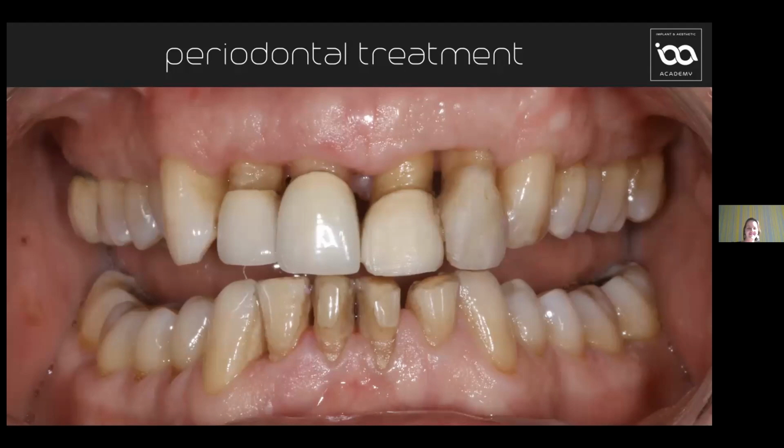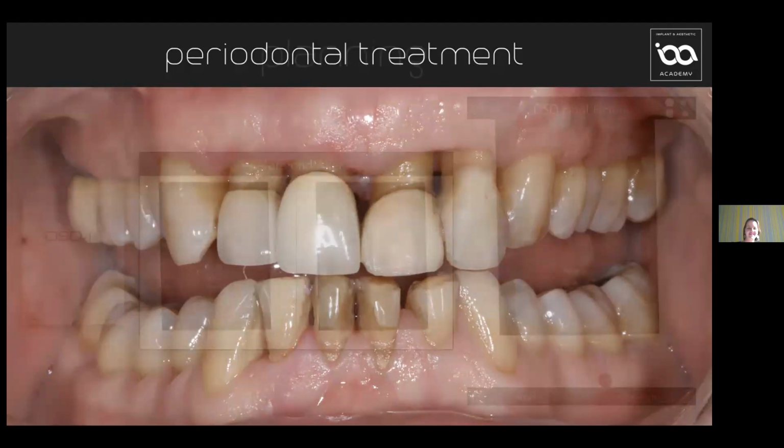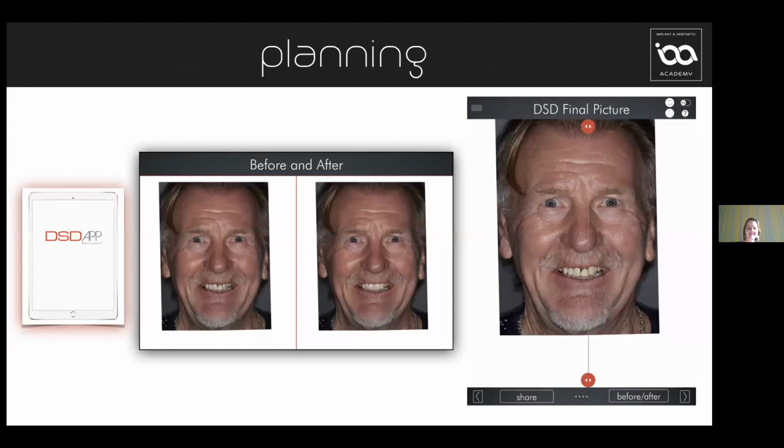We need to start thinking about replacing the crowns. With all treatment these days, those of you who have been to my presentations and lectures know we go through a strict planning protocol: 2D planning, as you know I use the app, and then a 3D plan to create the final situation for the patient so that we can use all of that information in the treatment.